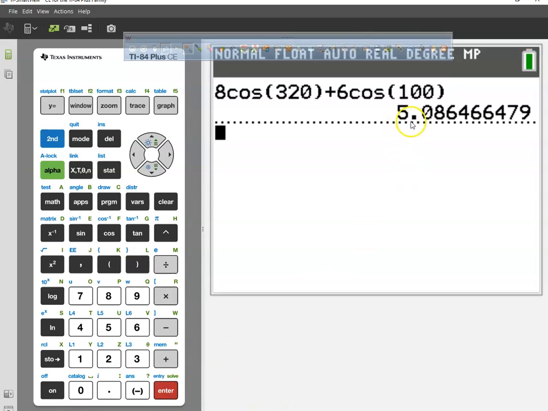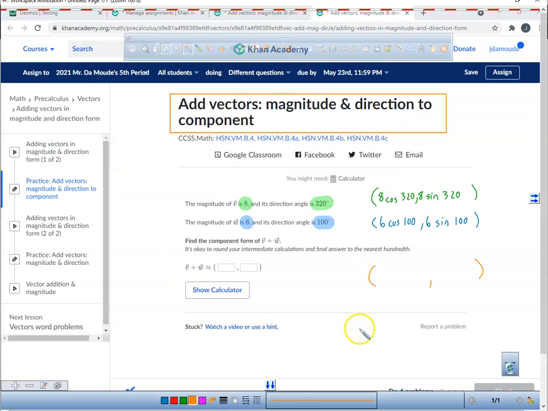Can you guys put 5.09? So right here I'm going to put 5.09 because it says rounded to the nearest hundredth. They said it's okay to round your intermediate calculations, but I'm not. I'm just adding them all together at once. So what am I going to add together over here? 8 sine 320 plus 6 sine 100.